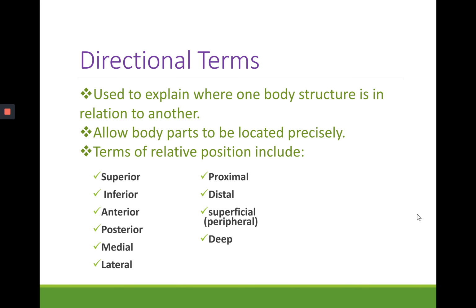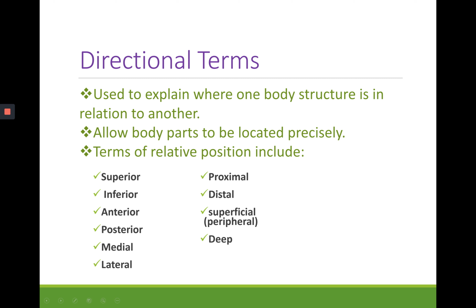Other things we want to talk about are directional terms. And directional terms are only used when we're comparing one body structure to another. If you're just looking at one body structure, you wouldn't use a directional term. Because if I said your head is superior, to what? These are comparison terms. So we would only use these terms again in order to allow body parts to be located precisely. And if we know where two body parts are and we can compare where one is compared to another, then these are really helpful.